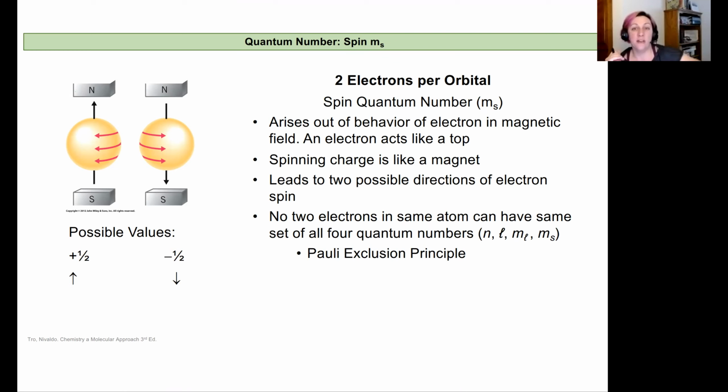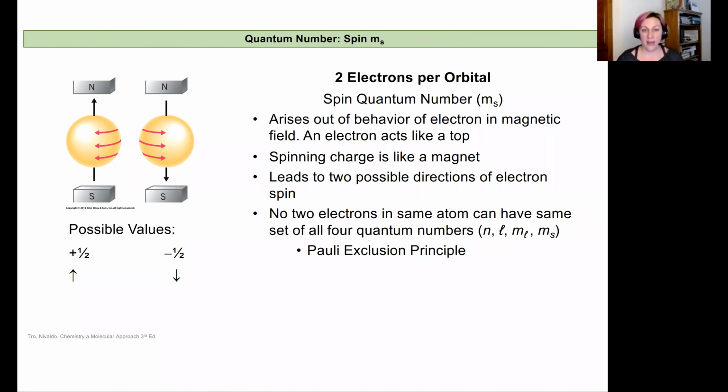And then we have another type of quantum value, a 4th quantum number, and it is m sub s, our spin quantum number. So this arises out of the behavior of an electron in a magnetic field. Electrons generally act like a top. So they have a spinning charge, like a magnet. And it means that there's 2 different directions the electron can spin. It can go sort of like clockwise or counterclockwise, in a north versus south. And so if you had 2 that were near each other, one would spin one way and the other would spin the other. And I can't do it at the same time because it hurts. I can't physically do it without hurting my head. I have to think too hard.